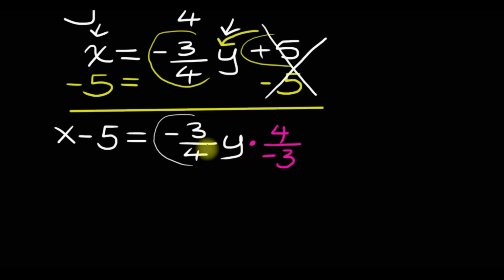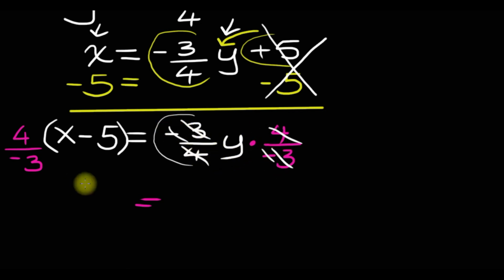If you multiply the right side by 4 over negative 3, you have to multiply this side by the same exact number, which is 4 over negative 3. Okay? So you got to do the exact same thing. Whatever you do to one side, you got to do the exact same thing to the other side. When we multiply these two numbers, you can cross cancel or you can multiply across. So it's turned into 1, right? So all these cancel, and you're left with y.